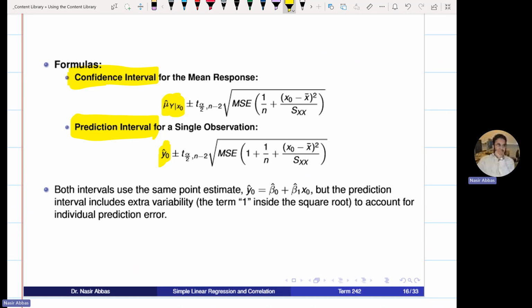Then you have to read the statement very carefully whether the question is about the mean of y or a single value of y. If the question is about the mean of y, the first one will be applied. If the question is about a single value of y, the second one will be applied. Okay. I will show you examples of these in the upcoming problems.